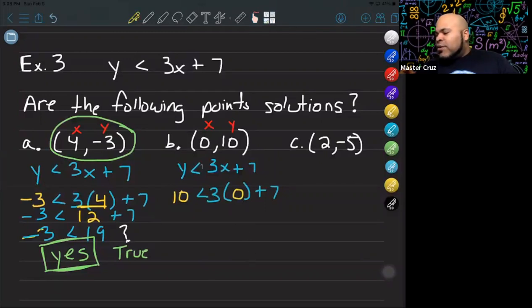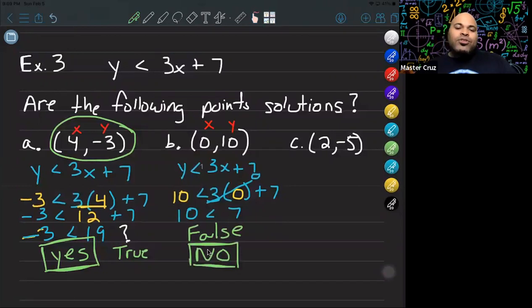This is actually very easy. Hopefully you can see that because 3 times 0 is just 0. So this cancels. This is 0, and you just bring the 7 down. And that's it. This is the statement. 10 is less than 7. The question is, is 10 less than 7? This is actually false. That is not true, which means the answer here is no. That's a false statement. So the answer here is no. This point does not make this inequality true.